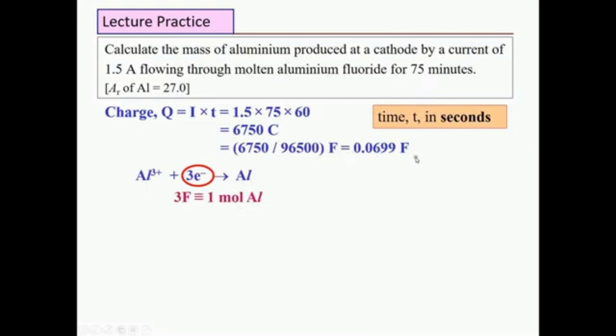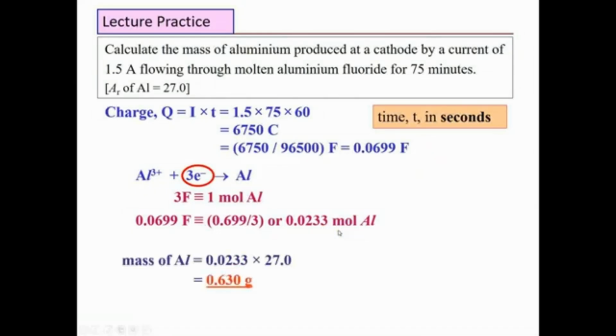So for that amount of charge, 0.0699 Faraday, the amount of aluminium liberated will therefore be 0.0699 divided by 3 times 1, and that gives us a value of 0.0233 mole. Now once we know the amount of aluminium liberated, we can work out the mass: mole times the Ar, 27.0, found from the data booklet, and it's also given in the question. That will give us an answer of 0.630 grams. Final answer 3SF with units. Did you get this right? Good.